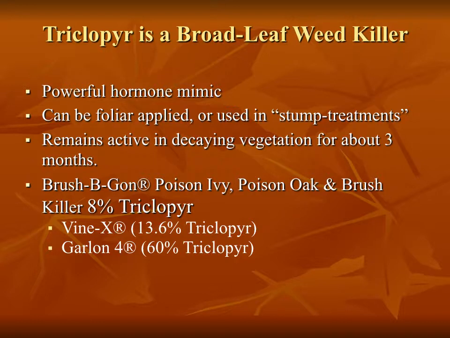So it means that you're going to have to use more of Brush Be Gone than you will of Vine X in your dilution. If you have a large area of invasive exotic plants that are broadleaf plants, it may be better to buy a bottle of this called Garlon 4. This is usually available at horticulture supply houses. Garlon 4 is 60% triclopyr. Obviously, that's going to be diluted down much more so when it's a foliar used chemical.